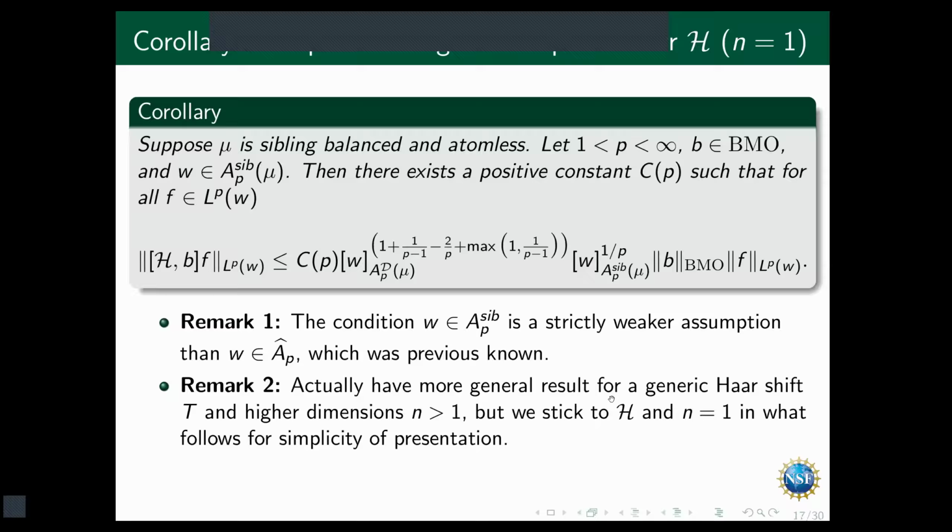And actually, there are more general results we have for generic Haar shifts T in higher dimensions. But I'm just going to talk about the one-dimensional case and the dyadic Hilbert transform for the simplicity of presentation.